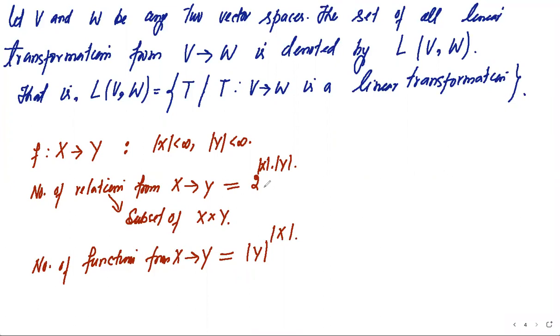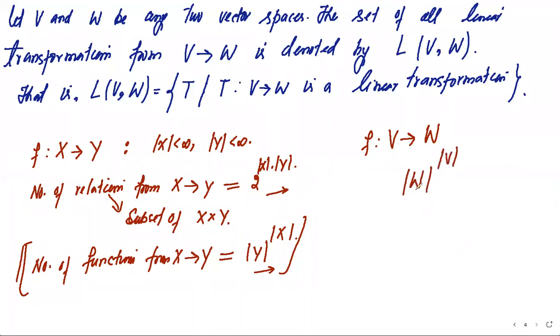Now we have so many relations, and among those relations so many functions. Among these functions, some will be one-one, some will be onto. Similarly, between two vector spaces v and w, if we take all the functions from v into w, then the number of functions will be cardinality of w power cardinality of v. But among all these functions, some will be linear functions.